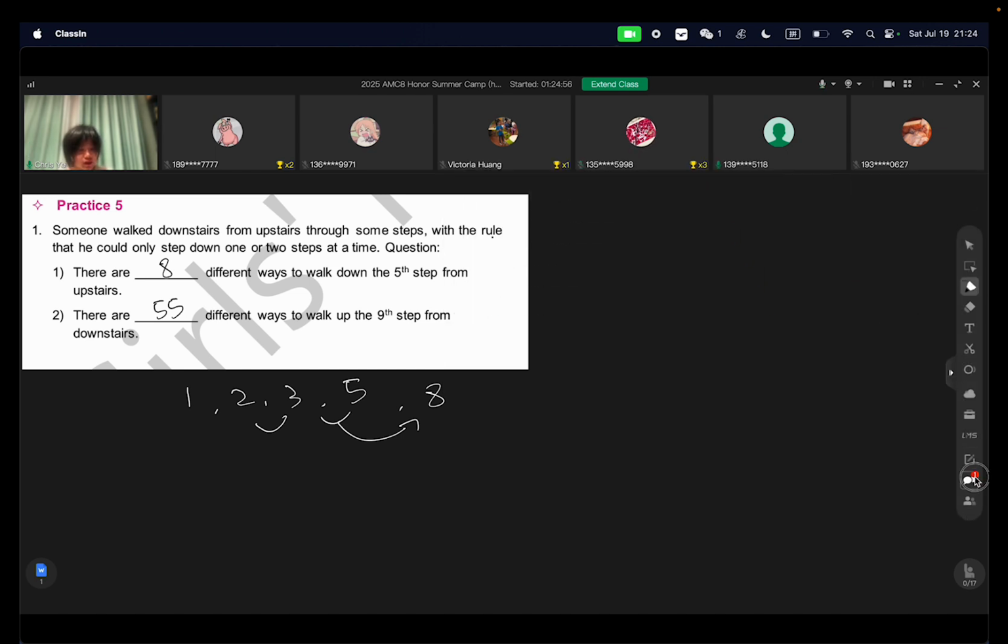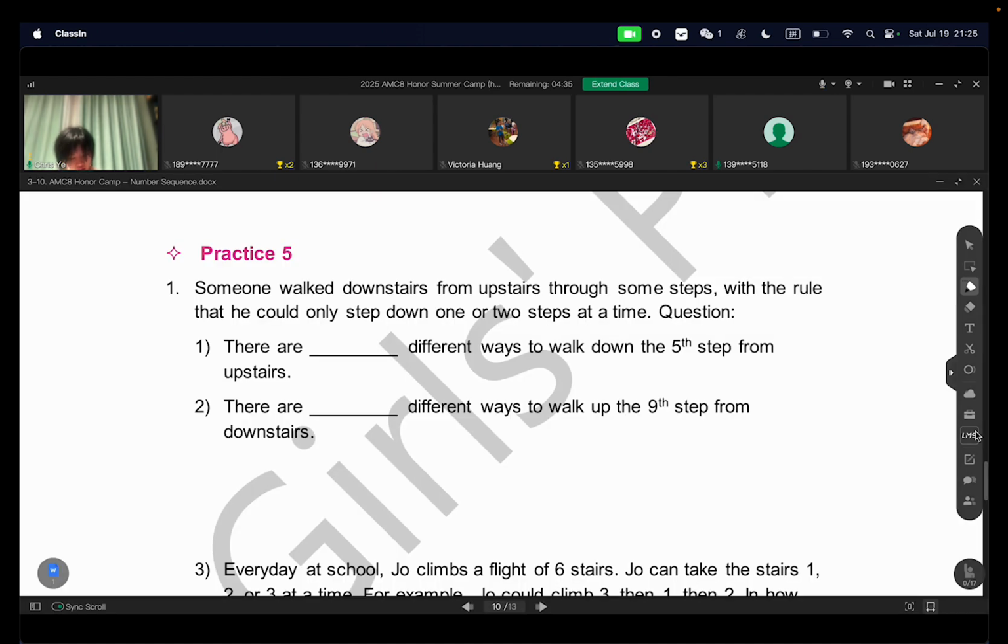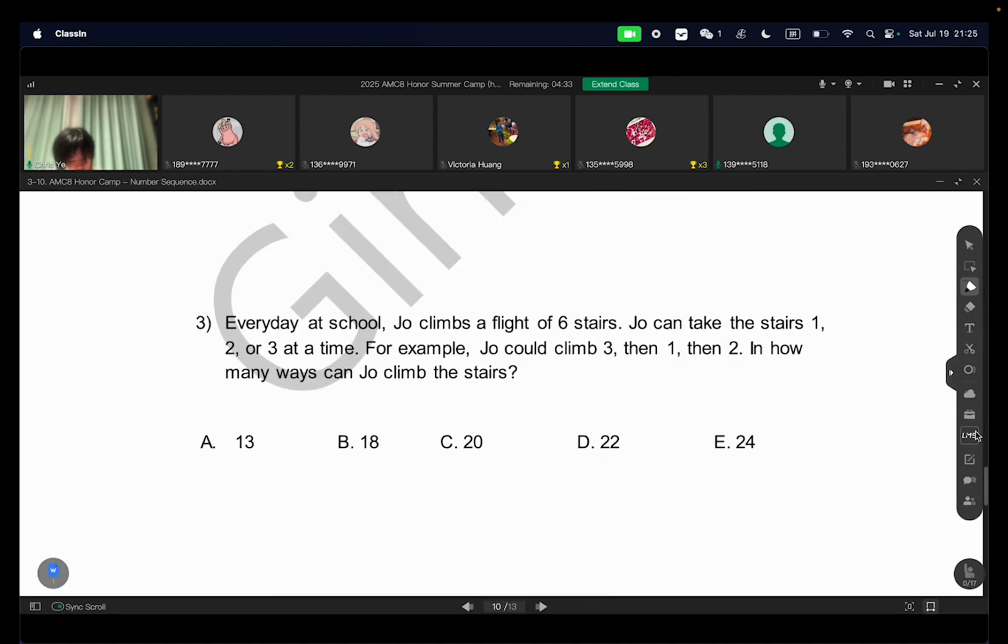But anyway, let's move on to our second question. It's basically the same except it asks for the 9th step. So 1, 2, 3, 4, 5, then 13, 21, wait, never mind. 34 and 55. 1, 2, 3, 4, 5, 6, 7, 8, 9. So our answer is 55. No questions. And now let's move on to our last practice problem for today.